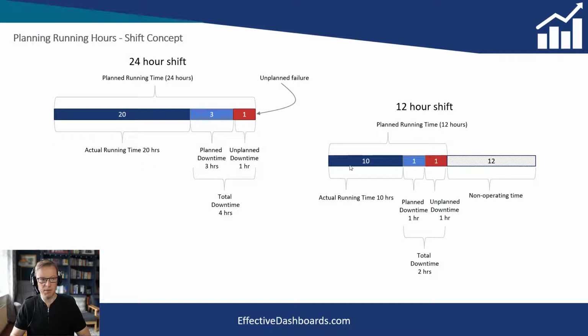In this example, it ran for 10 hours, had 1 hour planned downtime and 1 hour of unplanned downtime, and the rest of it was non-operating time. We want to make sure we don't count that as running time or time that was unavailable. So that's one of the concepts we're going to start off with as we create the calculated columns and measures.